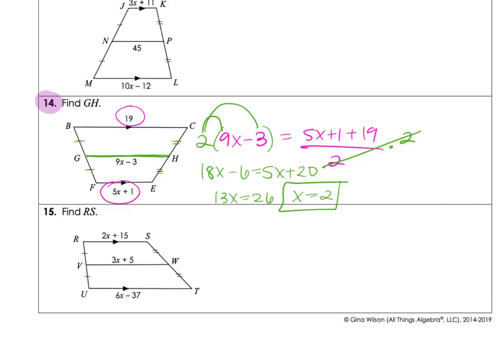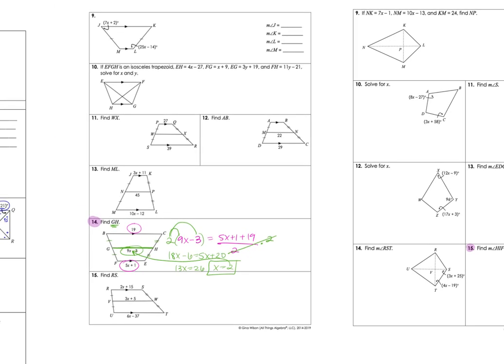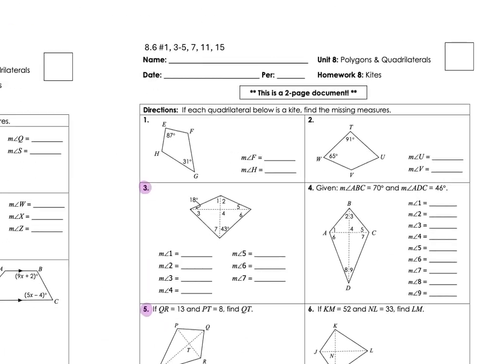Okay, and then just pay attention to what they're asking you to solve for. This says find GH. So you're just going to plug that 2 in right there. Okay. So that's some of the basics of trapezoids. And then last one is the kite.